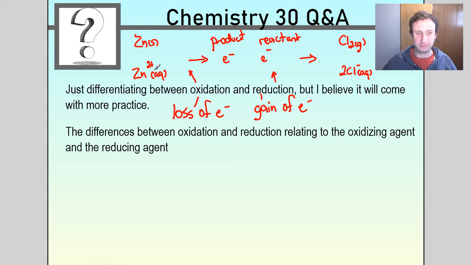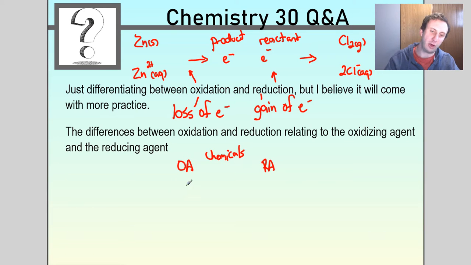Oxidation is taking place. And then this brings us to the agents, which is the second question, the differences between oxidation and reduction relating to the oxidizing agent and the reducing agent. So here's the thing, the OA and the RA, these are the chemicals that I'm talking about. Like I said in the video, it's like the noun, while oxidation and reduction are like the verbs.